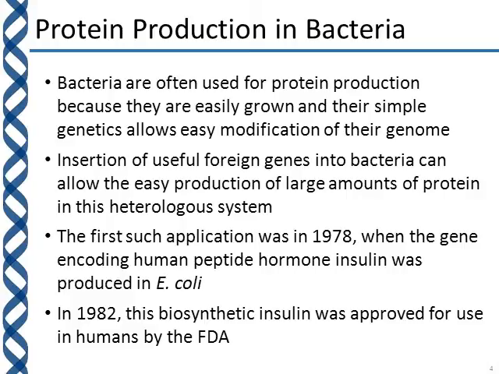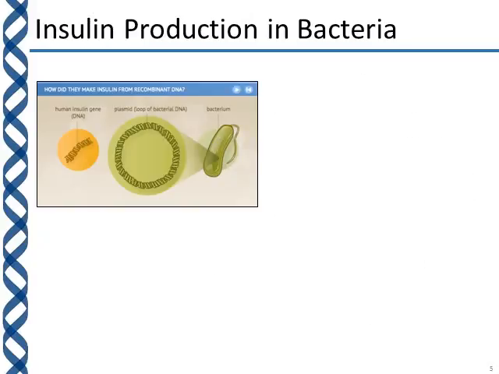The first such application was in 1978 when the gene encoding the human peptide hormone insulin was produced in E. coli. In 1982, this biosynthetic insulin was approved for use in humans by the FDA. Here, we show an example of insulin production in bacteria, with the question of how do they make insulin from recombinant DNA? And this shows you the overall process.